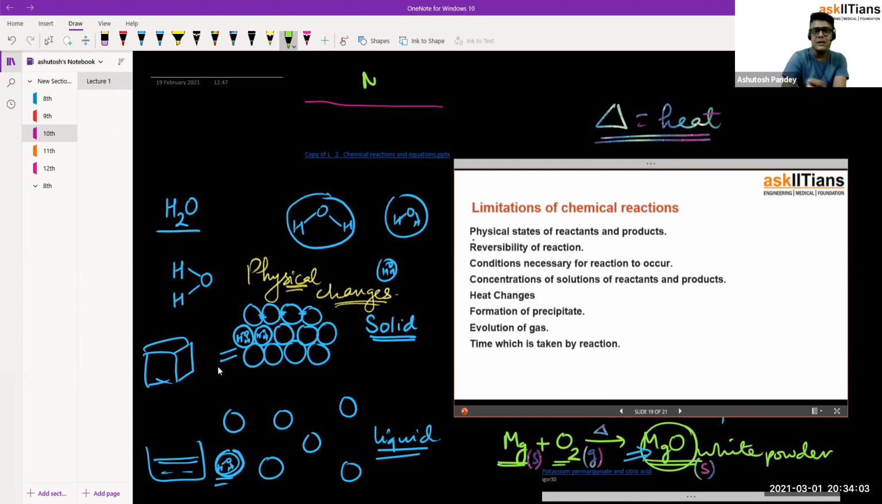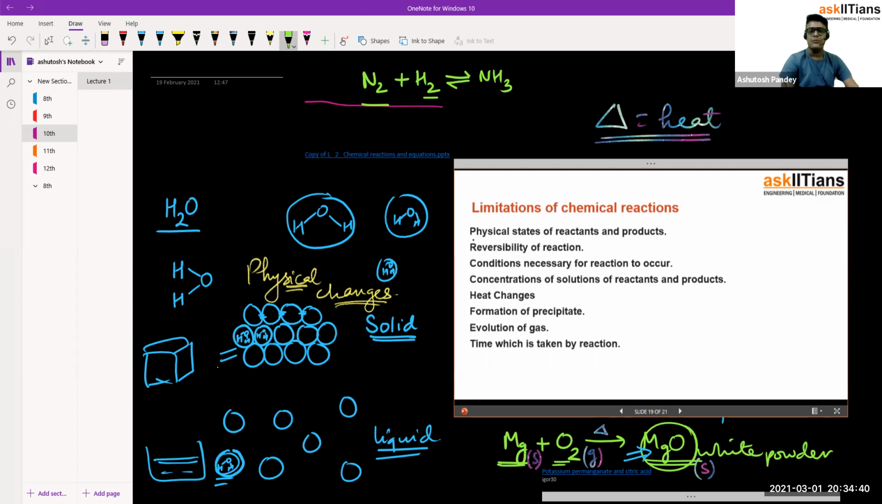Then reversibility of reaction: when N2 reacts with H2 to form ammonia, some ammonia will also dissociate into N2 and H2. So for these reactions we make a double-headed arrow, representing that the reaction is happening in both directions. Some N2 and H2 are reacting together to form NH3, and some NH3 molecules are dissociating into N2 and H2.